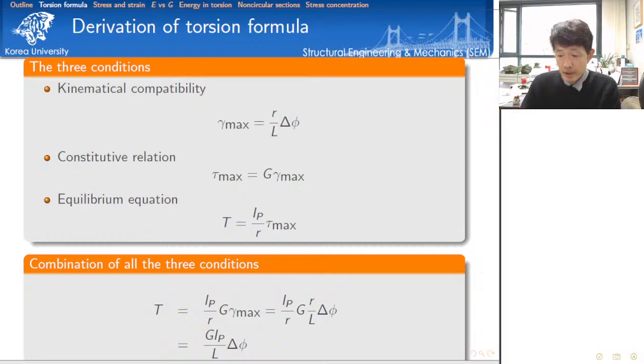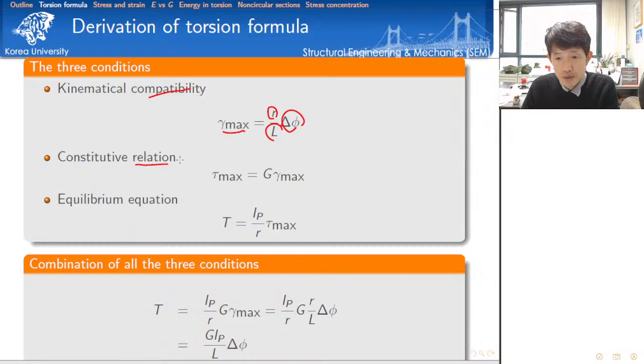Good morning. We are talking about the torsional formula. Last time we derived the torsional formula based on the kinematical compatibility and then the constitutive relation. If we summarize the kinematical compatibility in terms of the maximum shear strain on the surface of a circular section, it is given by the change of angle of twist and the ratio between the radius of the cross section, from the center to the top surface, divided by the length of the segment.